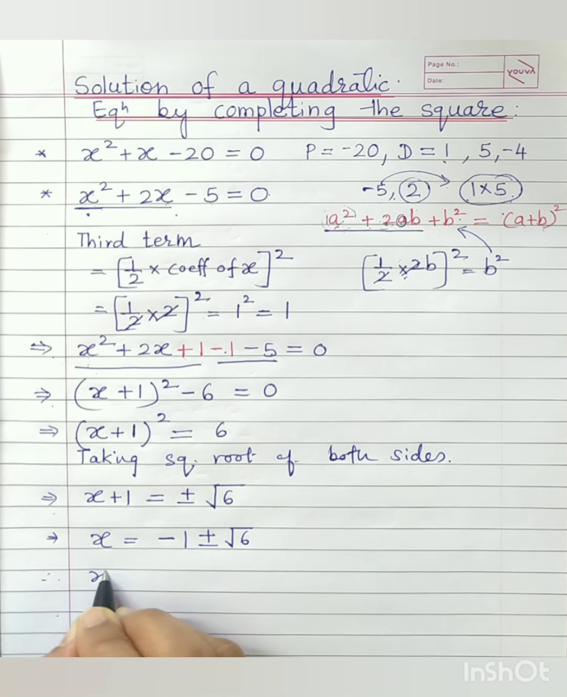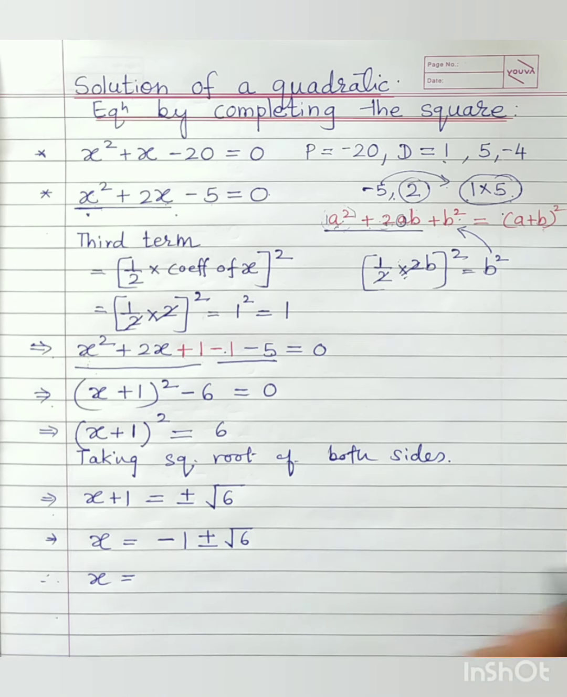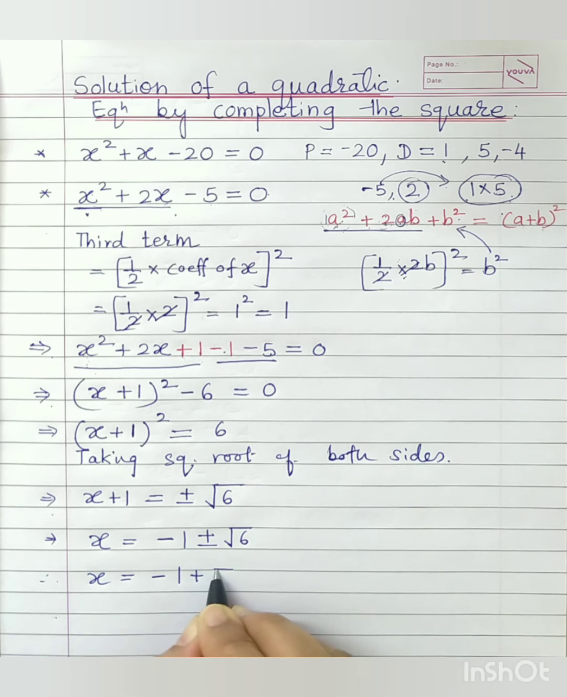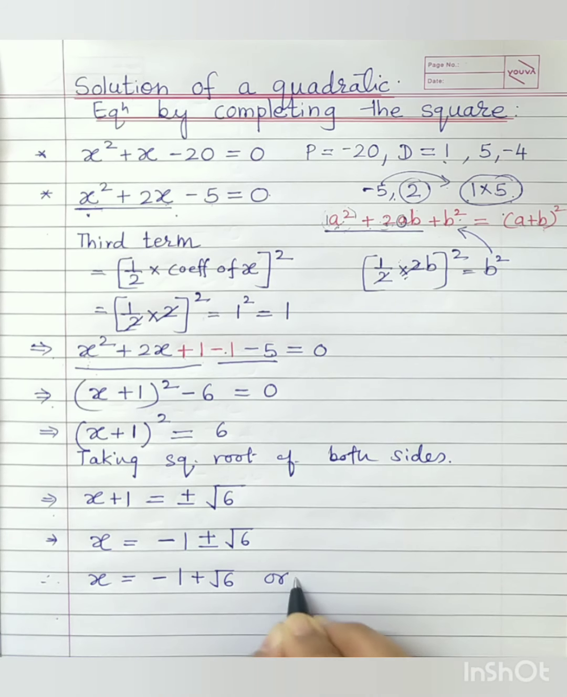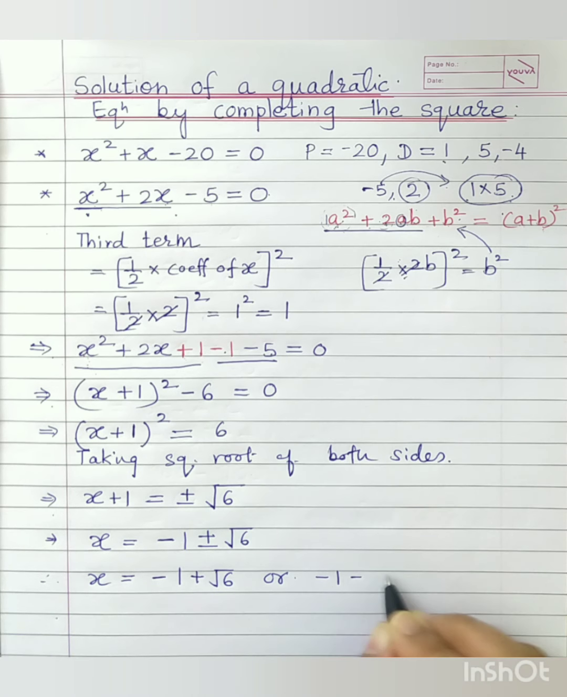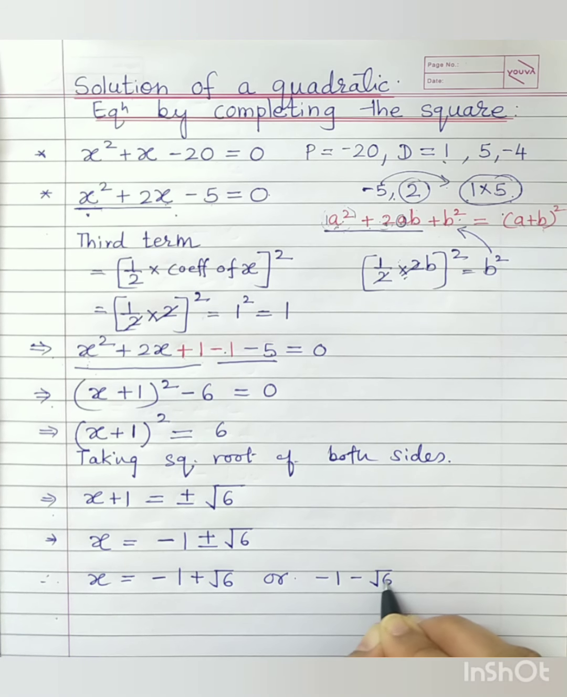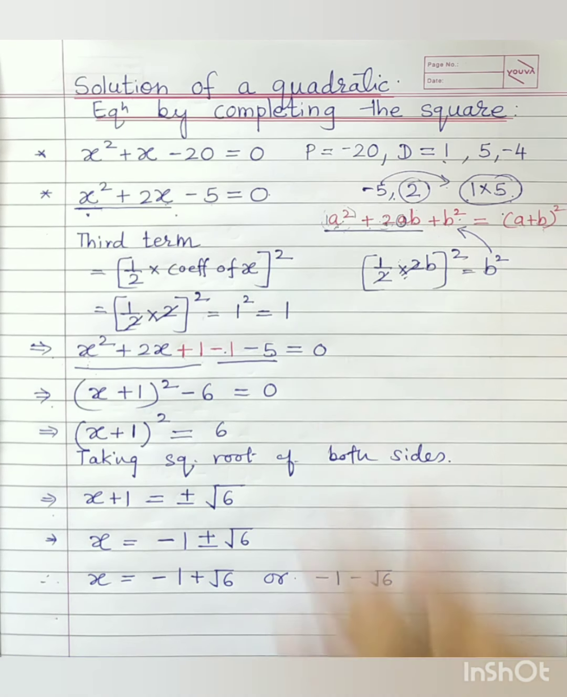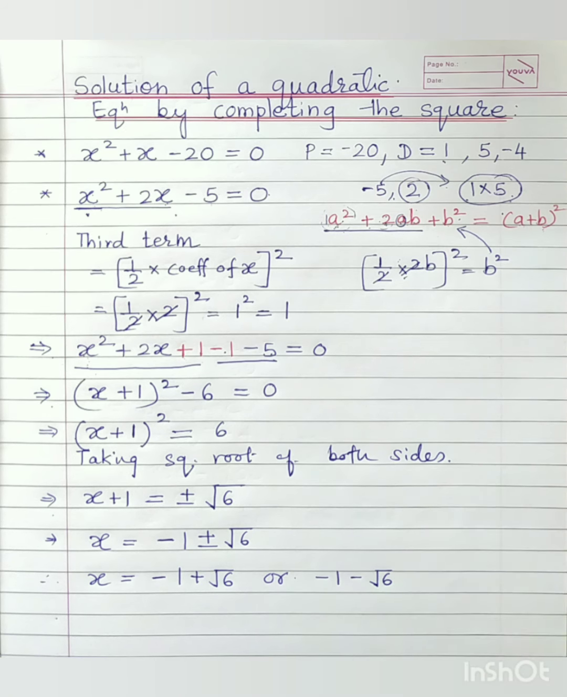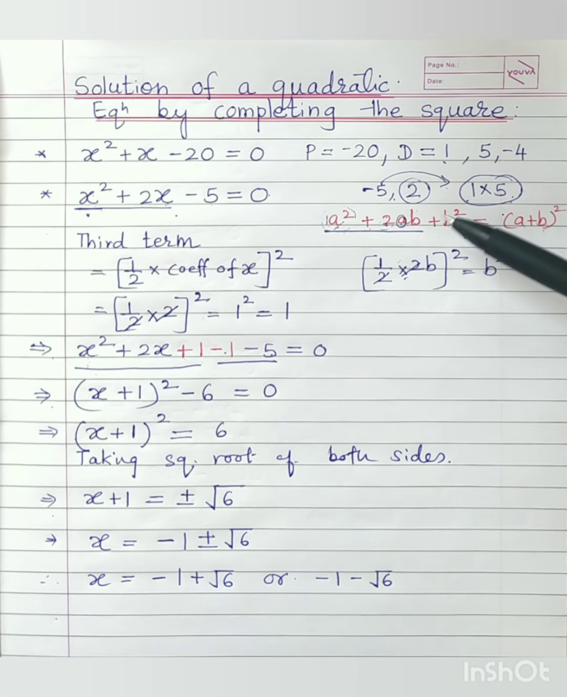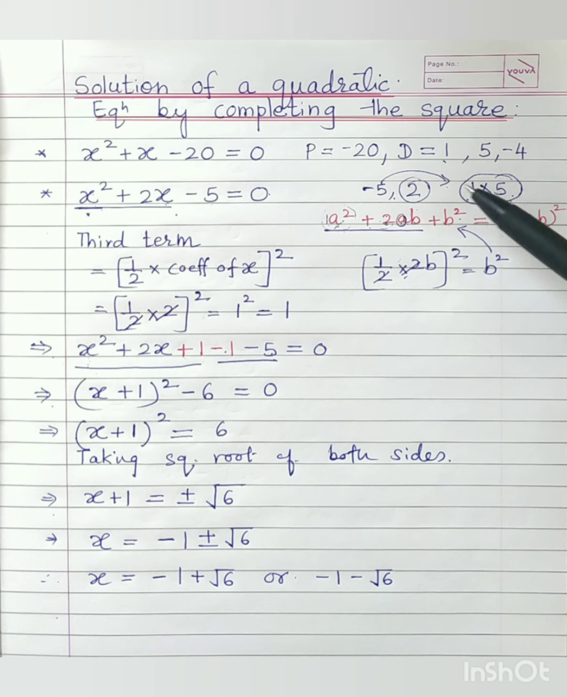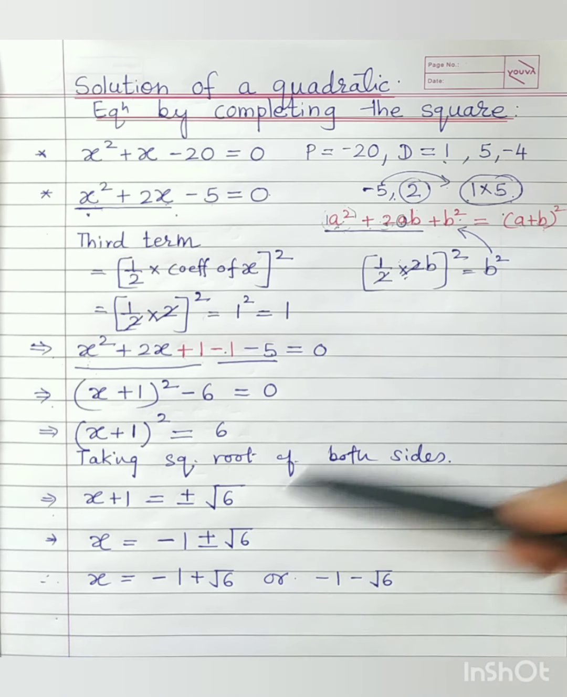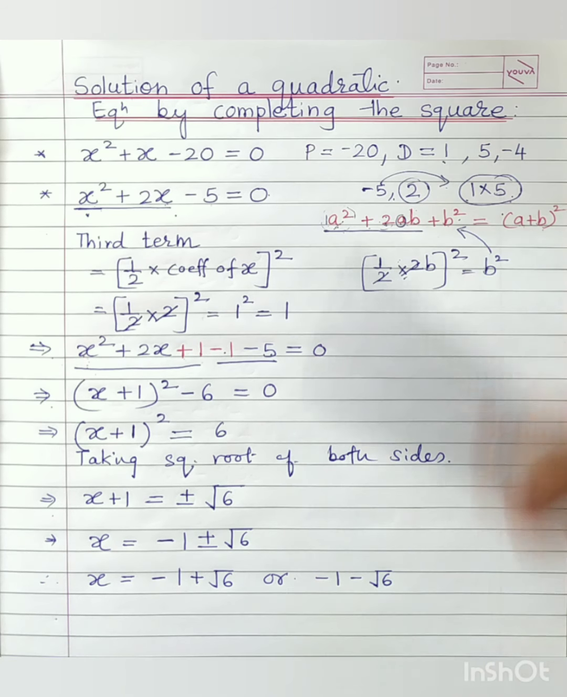Therefore the value of x will be what? Once you take the plus sign, another time you take the minus sign. Value of x is minus 1 plus under root 6, or minus 1 minus under root 6. So this is how we have found the roots. What method is it? Completing the square. All these many steps I have given for you to understand exactly where we got everything from. Then of course next time, once you are clear with this, mechanically you can follow the steps.